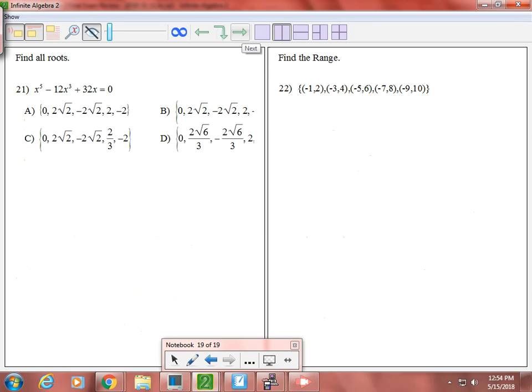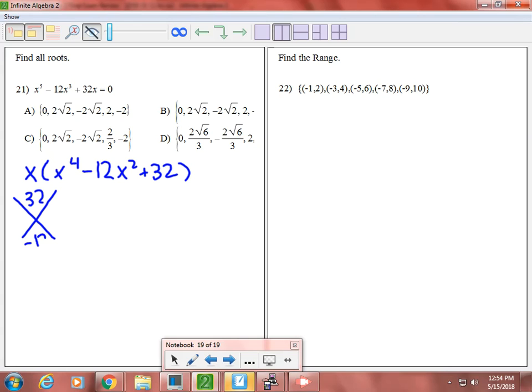Number 21 is the same way. So what I would look at first is the fact that there's a common x in all of those. So if you take out an x, then I have x to the 4th minus 12x squared plus 32. So now I can go into what multiplies to 32 and adds to negative 12. Well, negative 8 and negative 4 are going to do that.